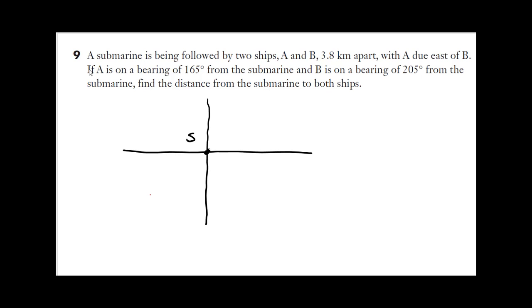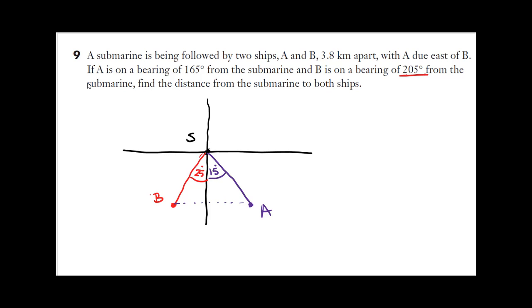B is on a bearing of 205, so B is down here somewhere. Because this is 205, remember south is 180, so we'll have 25 degrees in there. And I'll get a different pen, why not? A is on a bearing of 165, so we're down here. This will be 15 degrees. Obviously the diagram is not to scale, and that will be a horizontal line parallel to that east-west line there.